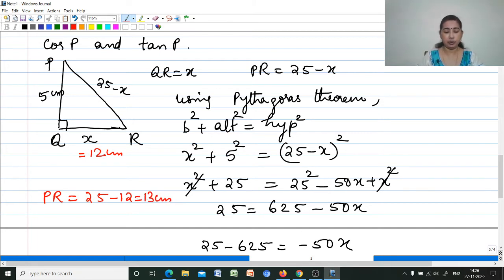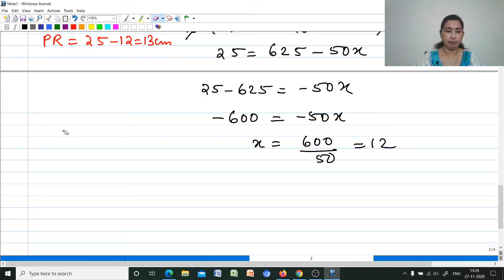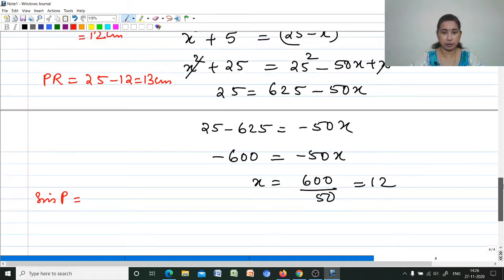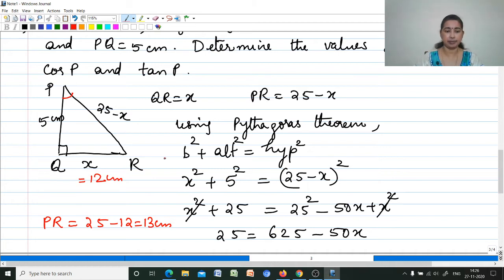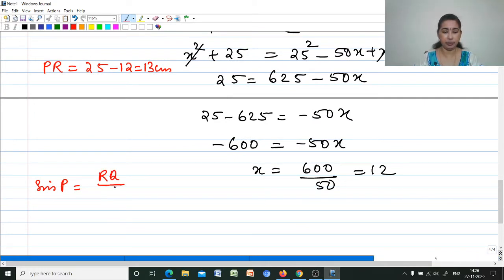Now, we can find sin P, cos P and tan P. It is asked for sin P, cos P and tan P. So, sin P is equal to opposite by hypotenuse. So, sin P means opposite, this side is 12, hypotenuse is 25 minus 12, that is 13. So, sin P is equal to RQ by RP, and that is equal to 12 by 13.